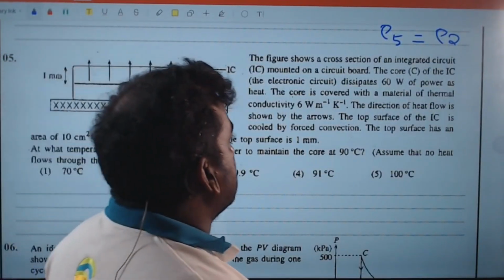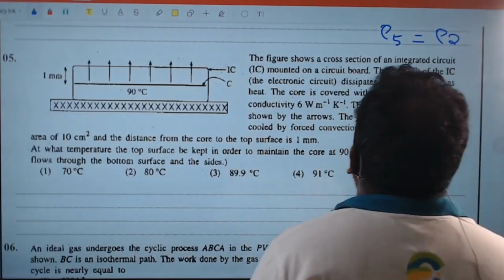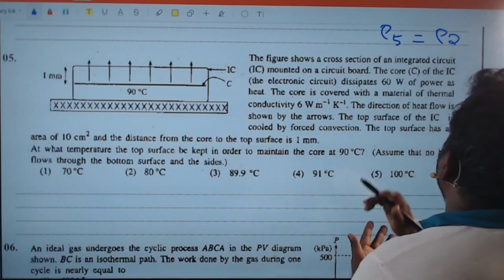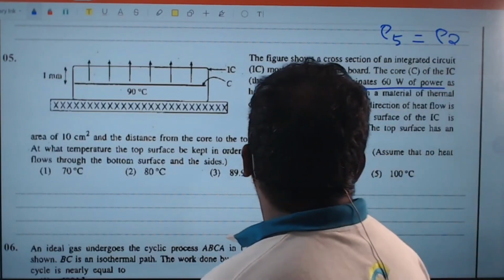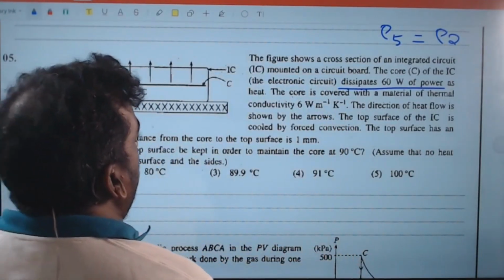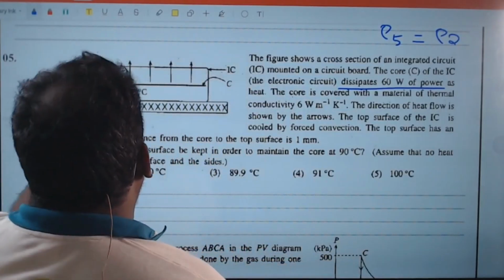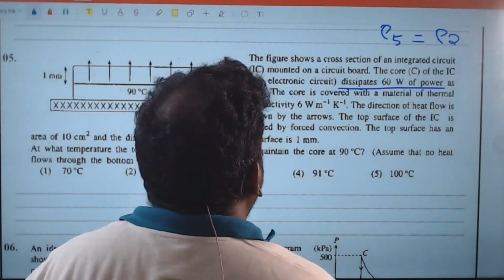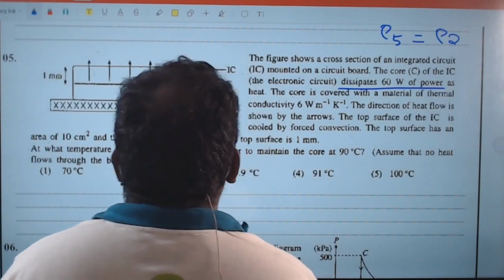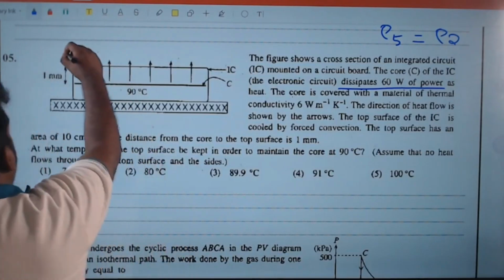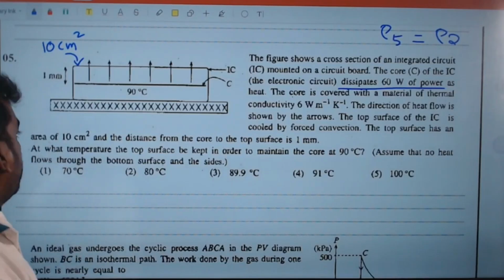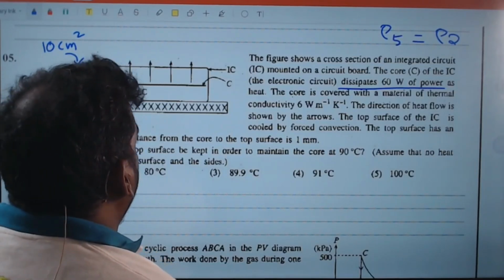Figure shows a cross section of an integrated circuit mounted on a circuit board. The core of an IC electrical circuit dissipates 60 watt of power. Core is connected to the material of thermal conductivity 6 watt per meter per Kelvin. Direction of heat flow is shown in the figure. So from here heat is going out. Top surface of the IC is cooled by forced convection. Top surface has an area 10 centimeter squared with a thickness of 90. At what temperature is the top surface kept to maintain core at 90?